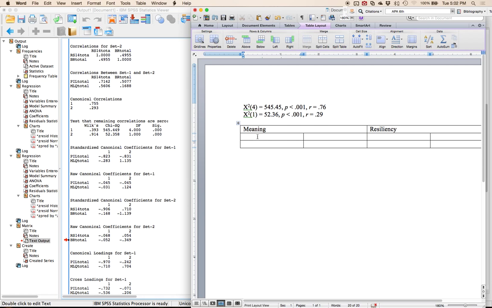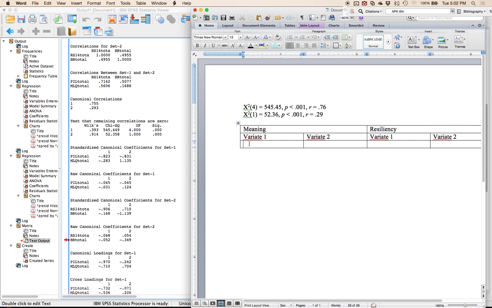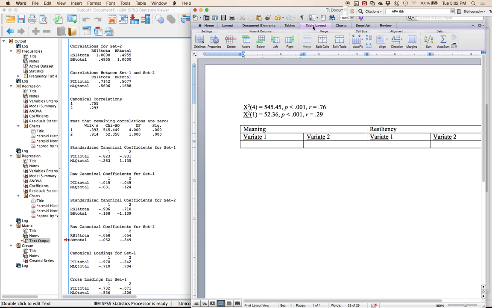And then I have variate 1 and variate 2. Variate 1 and variate 2. Okay, and that's the two different solutions that I got. So what I'm going to list here is the standardized canonical coefficient. Okay, and that is very similar to beta. And so it explains how related each individual variable is to its variate.